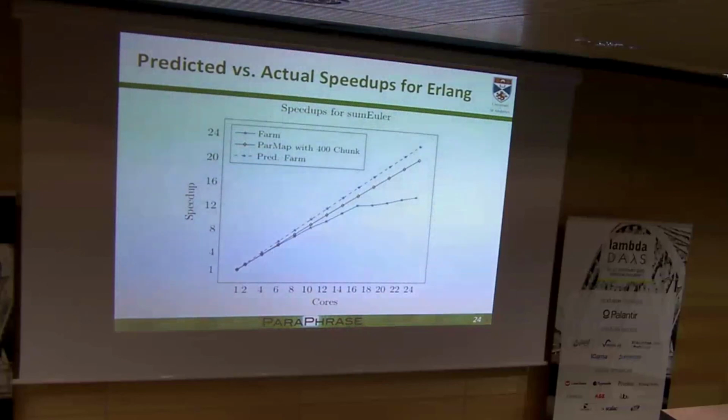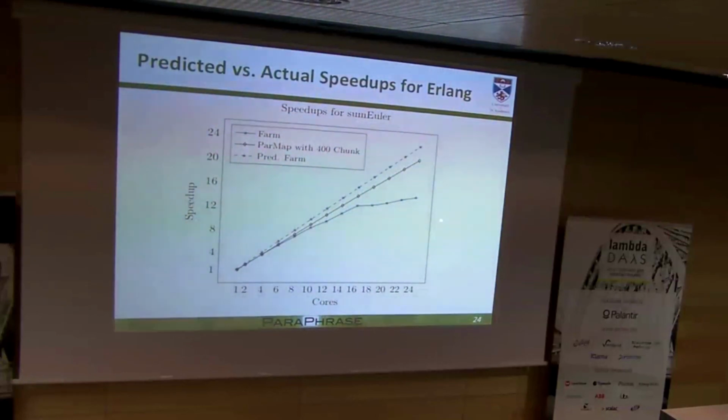This is just another example. This is called a sum Euler. This is just a very simple example from computer algebra. The point I wanted to show you was with the blue line here, it starts to tail off a bit. And this is just using a simple farm pattern. So the user's just introduced a farm, but it's tailing off. He's got a 24-core machine and he's getting about a 16 speedup. Still good, but he can do better.